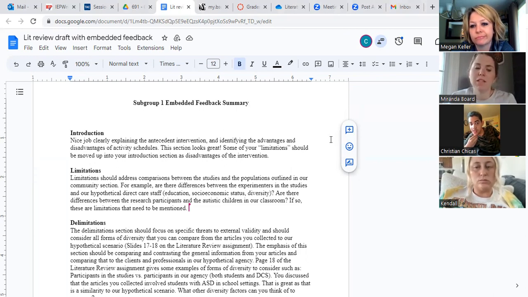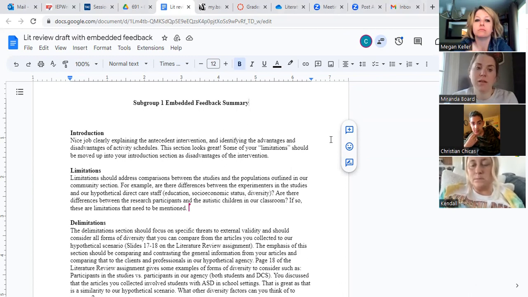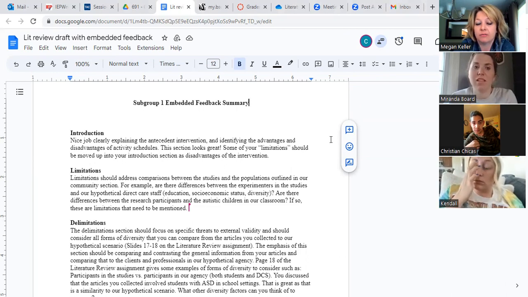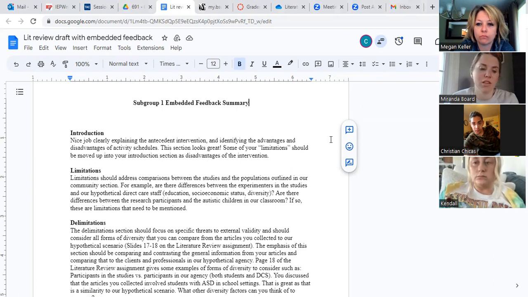Yeah, I'm glad you mentioned that, because we were talking so much about the limitations within the literature, but applying that back to our direct care, there are a lot of limitations, because our direct care staff are not trained, they're not teachers, and they're at the 8th grade levels they present with. In the studies, they're all teachers who have experience with activity schedules previously. So for sure, a limitation. Thank you all for mentioning that.